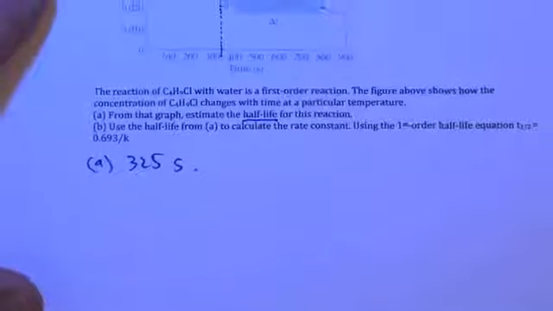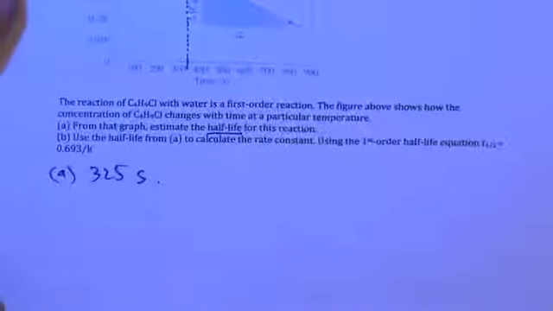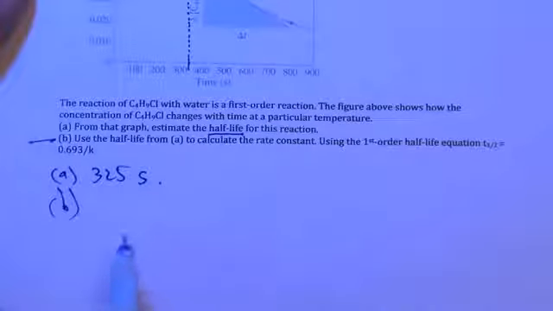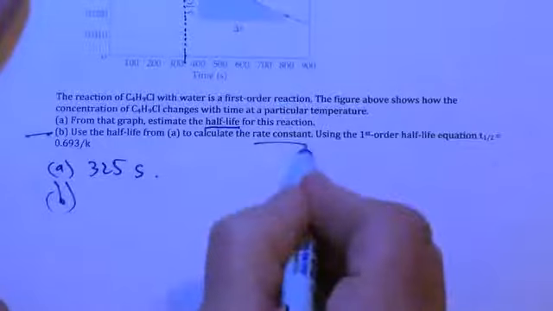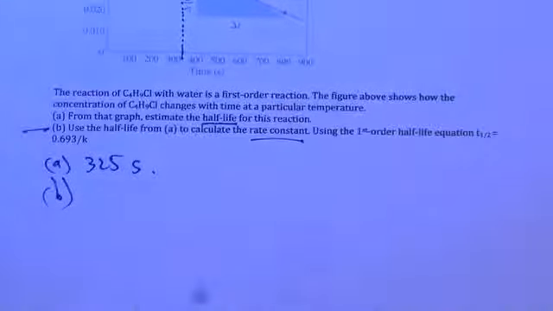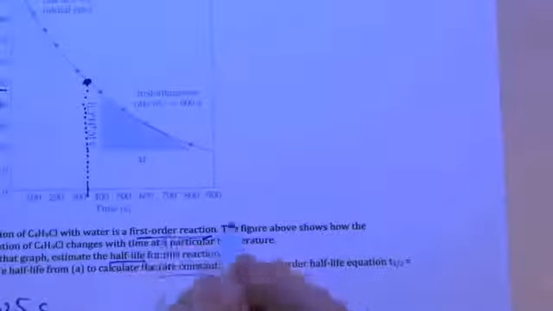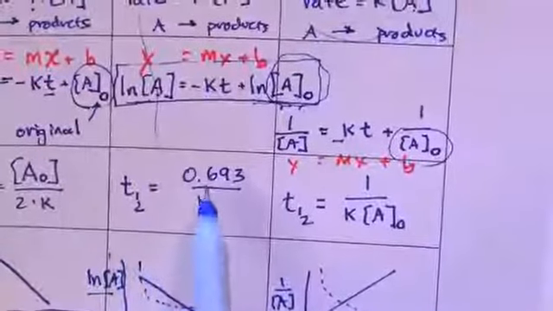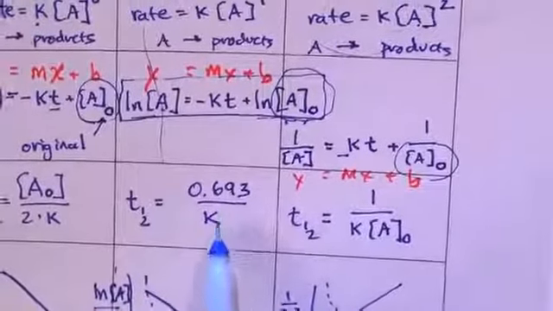That's about the half-life that we can estimate graphically. Okay, and then it says in letter B, use the half-life from A to calculate the rate constant. And if this is a first-order reaction process, which they say, remember the half-life equation is independent of the amount of concentration that you start with. T1/2 is equal to 0.693, or the natural log of 2, divided by k. So natural log of 2 divided by k is equal to T1/2.